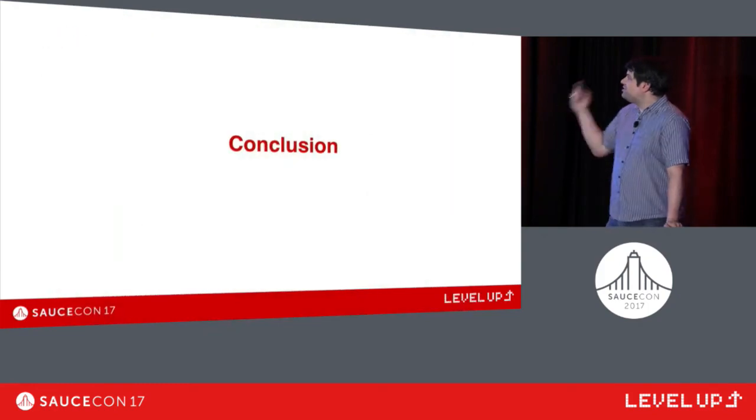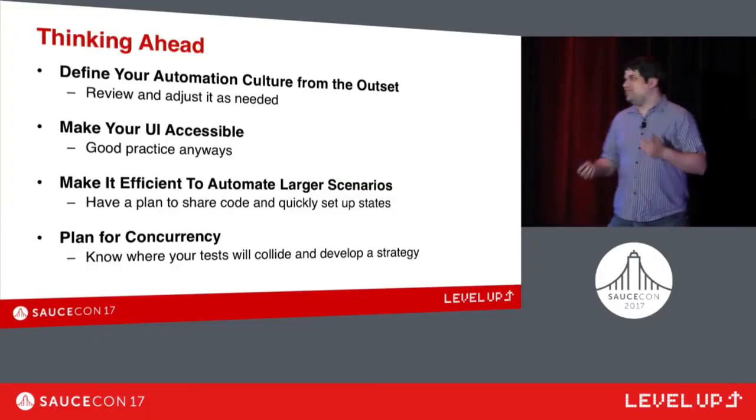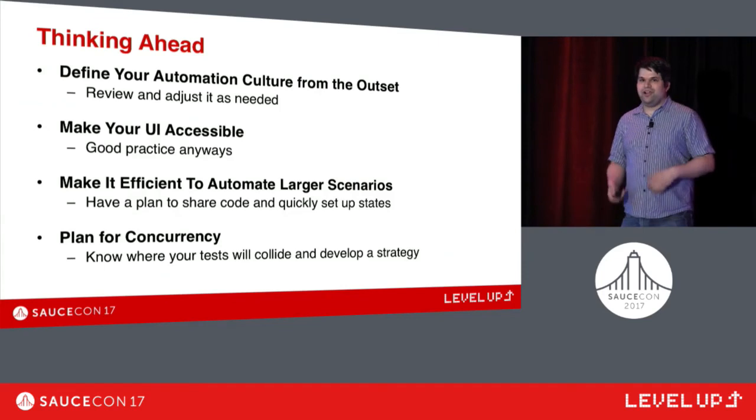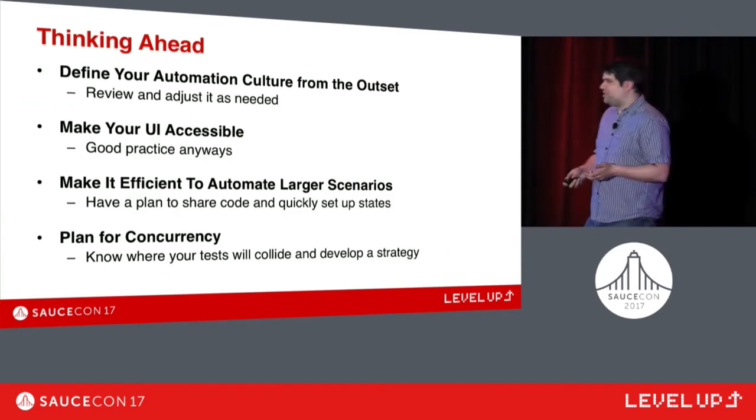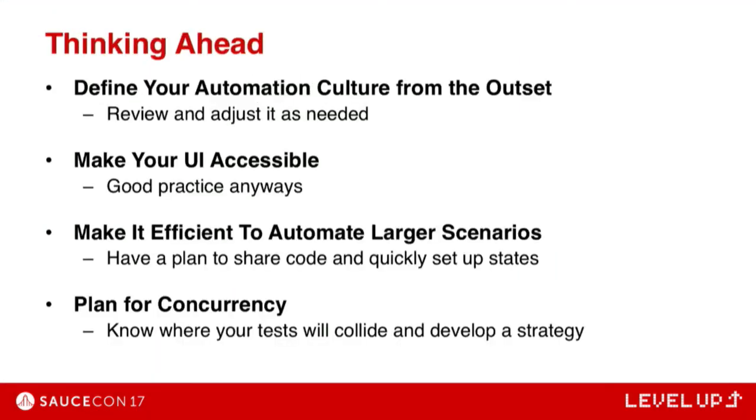I'm running out of time, so I will sum it all up. I have 30 seconds to tell you what I've tried to tell you today. If you're going to make your app automatable, there's a few things you need to do. Talk about the culture, iron out how you're going to automate stuff, who's responsible for what, and how it's going to work. Make your apps accessible so that UI automation tools can access them.